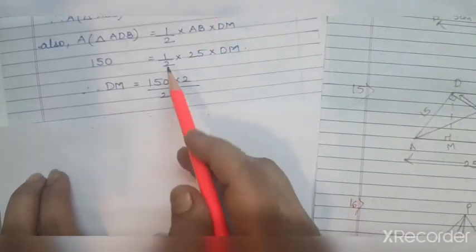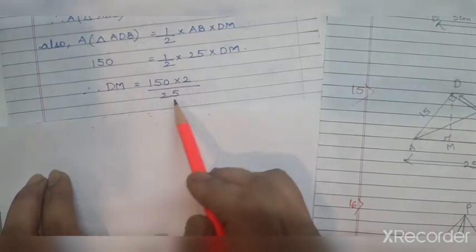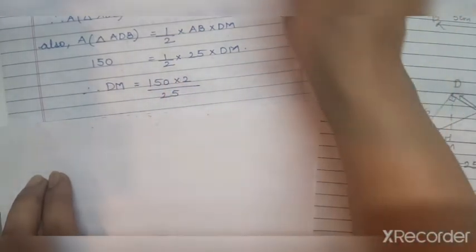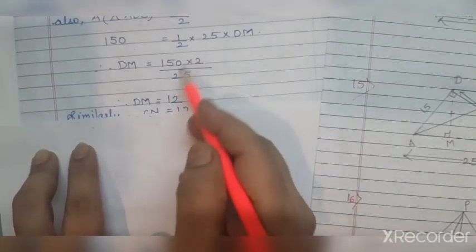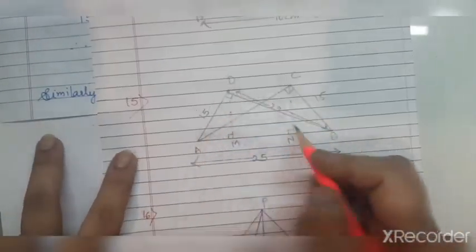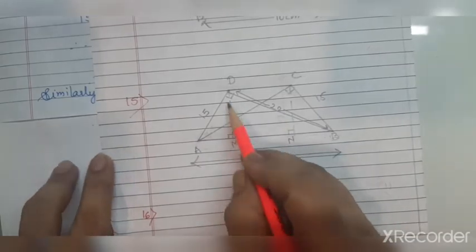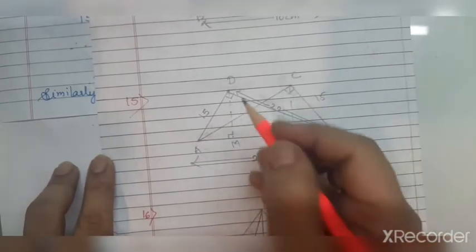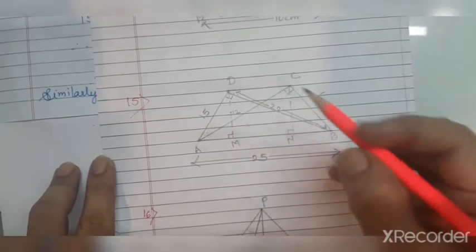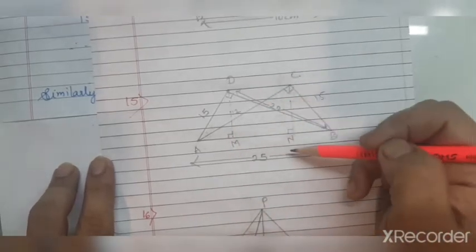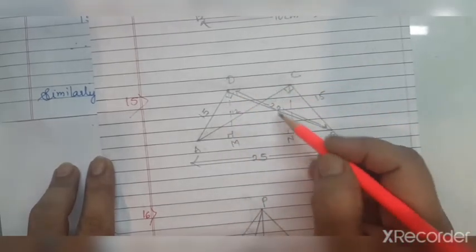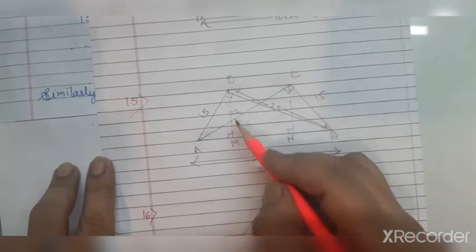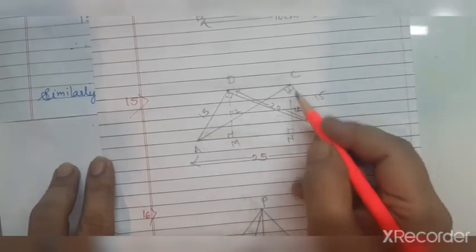So just by shifting 2 to the other side, and 25 to the other side, we do this calculation. Okay, and after the calculation we get the answer 12. Just do the cancellations. Now DM we got 12. If you see here in the figure, DM is the height. Okay, so DM we got 12. Now DM and CN will be the same. Correct? Because they are the heights between two parallel lines, and those are the same. So whatever DM is, the same will be CN.